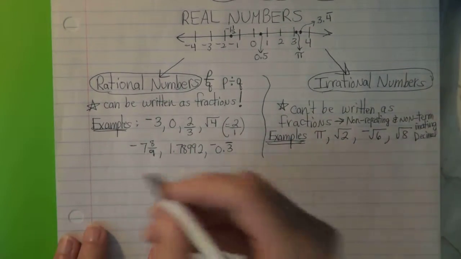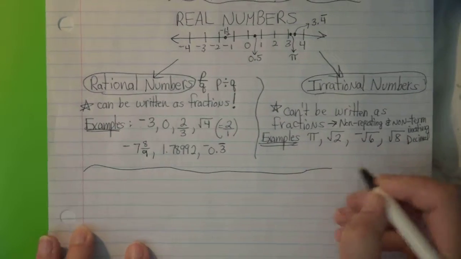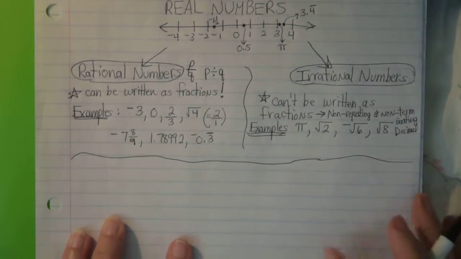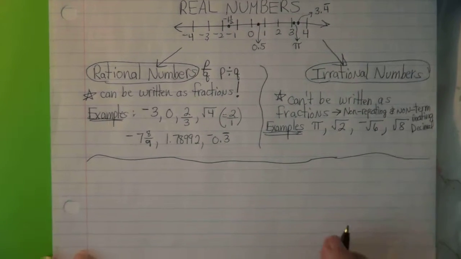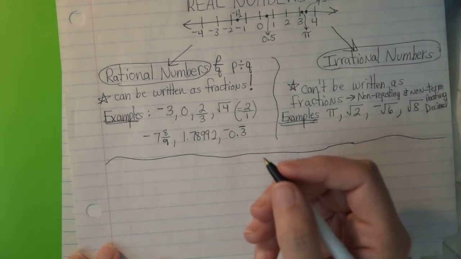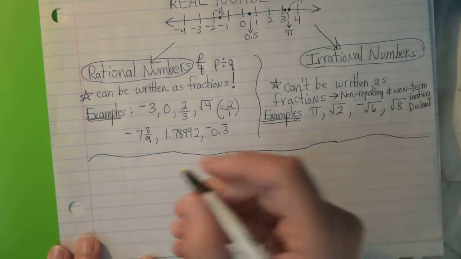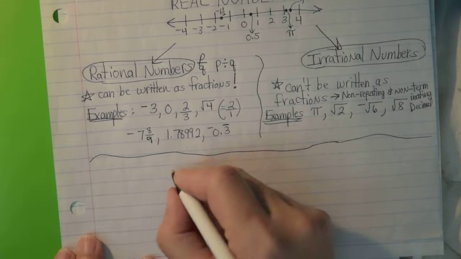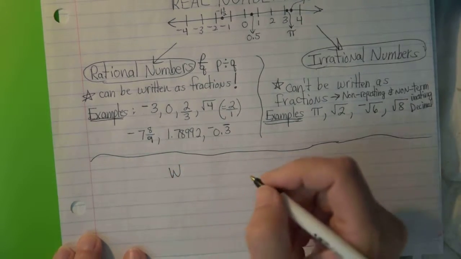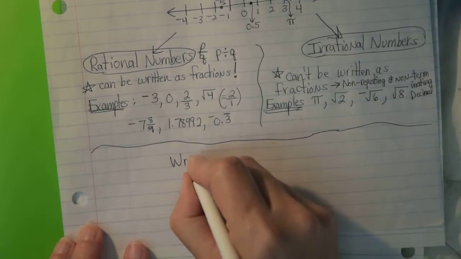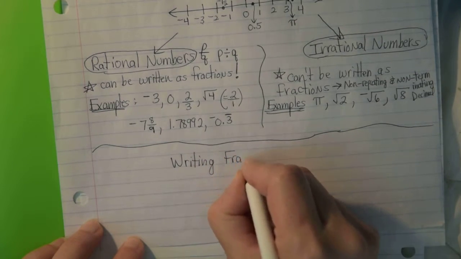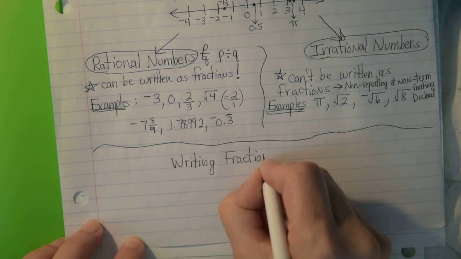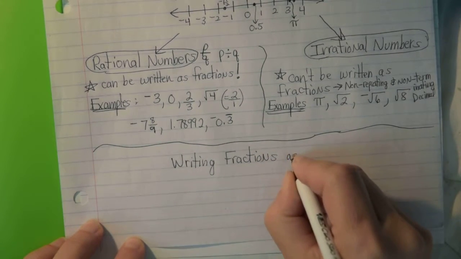So now we have at least some idea of what a rational number is. This section deals with converting rational numbers between forms, so from fraction to decimal or decimal back to fraction. So let's start with the fraction to decimal route. And I'm almost out of room on my paper, but writing fractions as decimals.